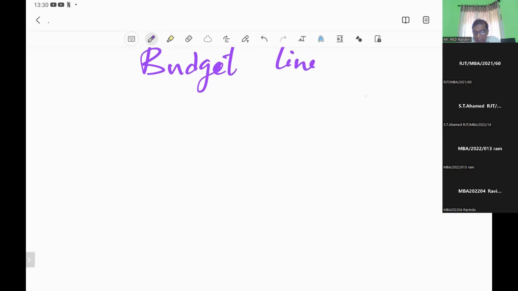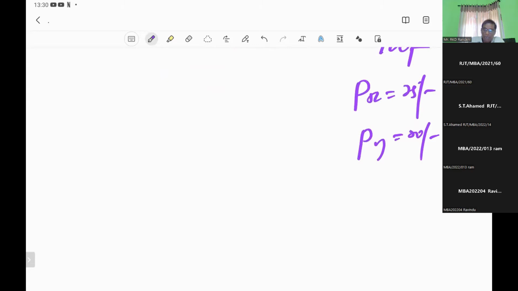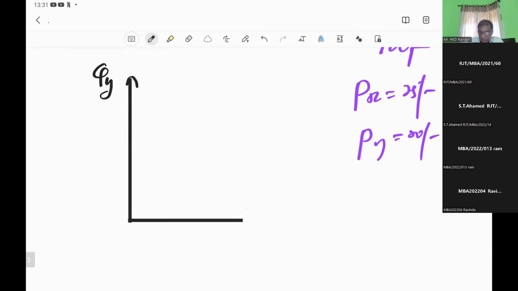Assume that the consumer has 100 rupees. The price of X is 25. The price of Y is 20 rupees. Now, graphically, here quantity Y, here quantity X.